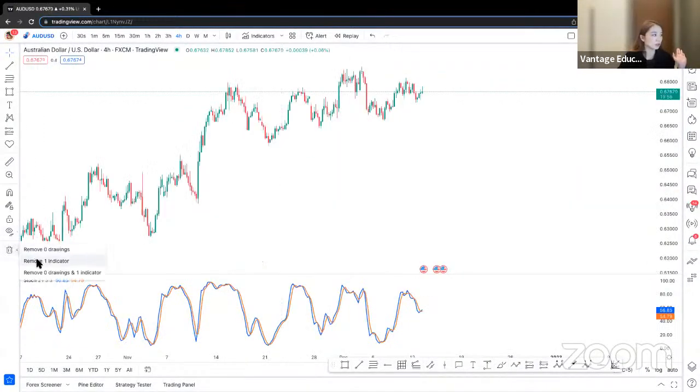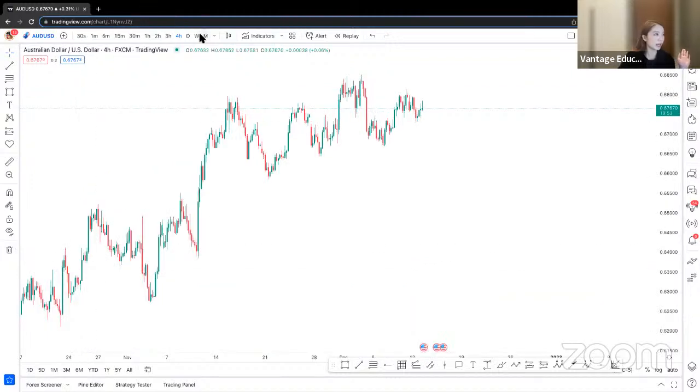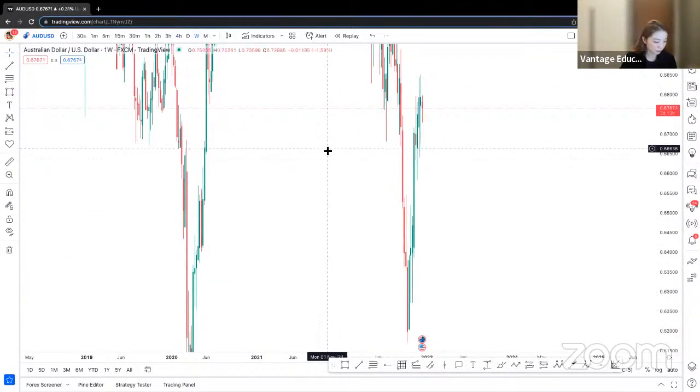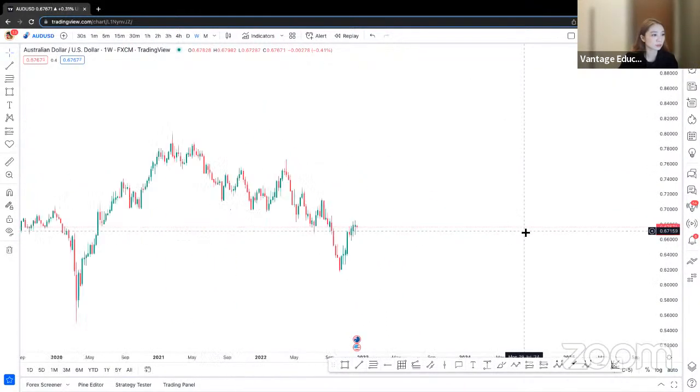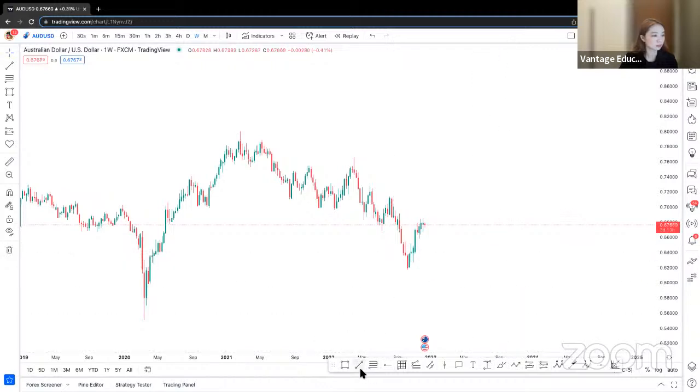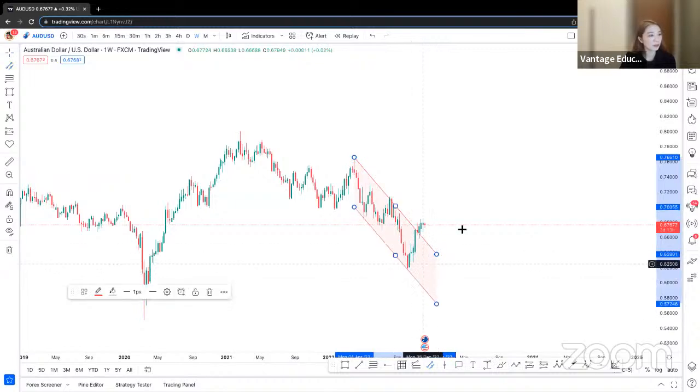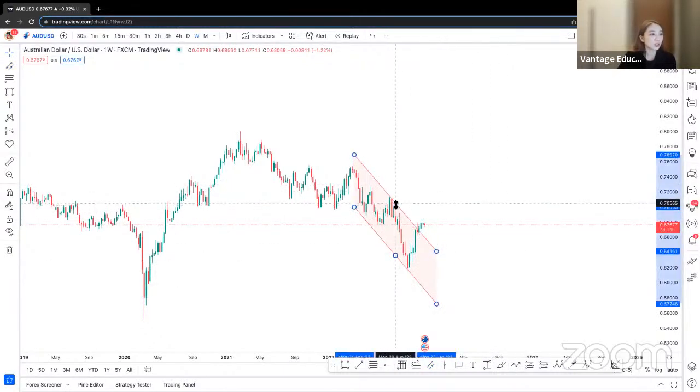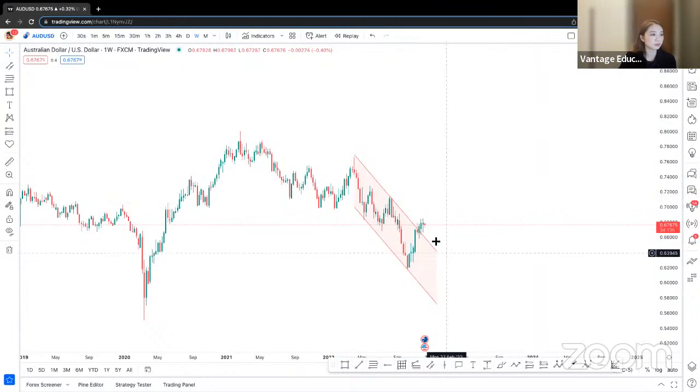Aussie dollar. Let's do Aussie dollar. Remove all the indicators and let's take a look. We are looking at a downward, I believe it's a channel. We're starting from the weekly chart as well. Okay, it's a downward channel we are looking at.